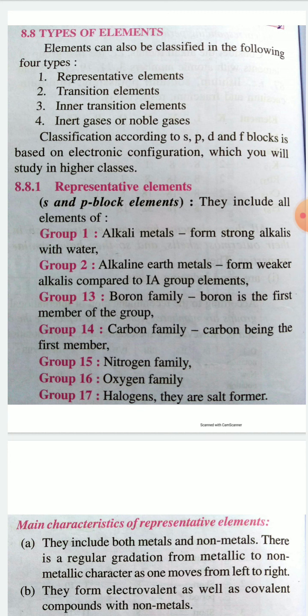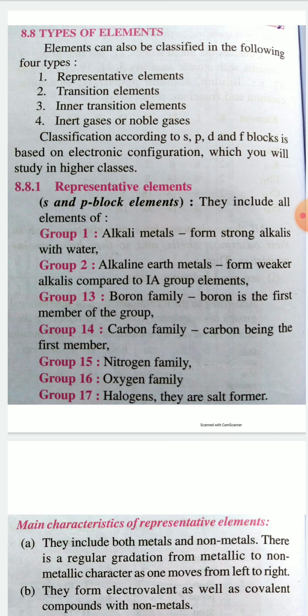In the modern periodic table or long form of periodic table, elements are arranged on the basis of their electronic configuration. And there are different types of elements. Today I'll discuss the types of elements.